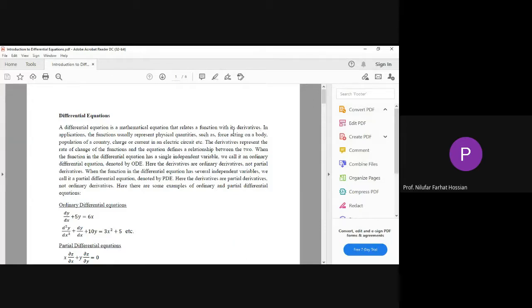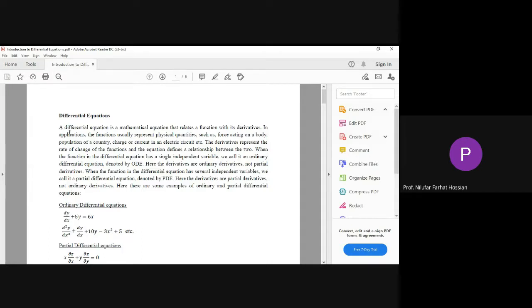So if a function is like this, say y is a function of x, that means there are two variables, x and y. x is the independent variable and y is the dependent variable. So the derivatives will be like this, dy by dx. If it is of the second order, then it will be d square y by dx square, etc. So if in an equation there are the variables and along with the derivatives, say dy by dx, d square y by dx square, etc. are present, in that case we say that this equation is a differential equation.